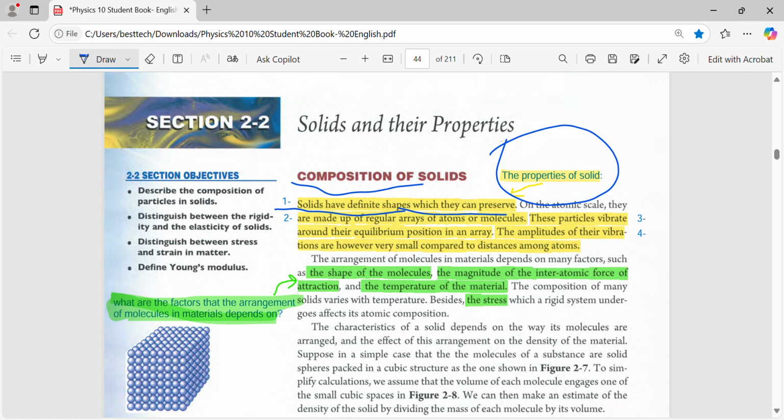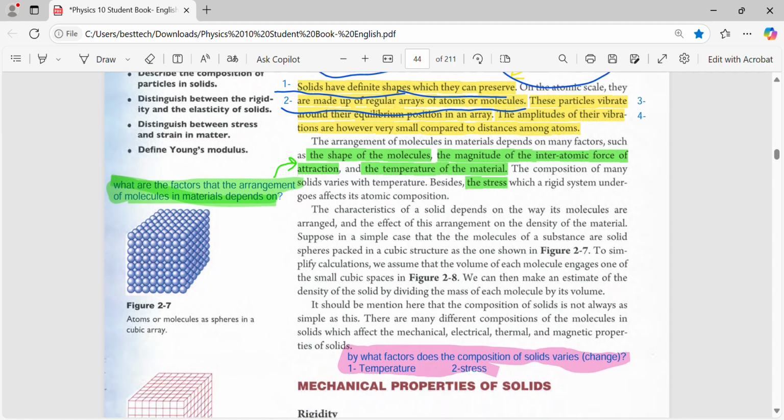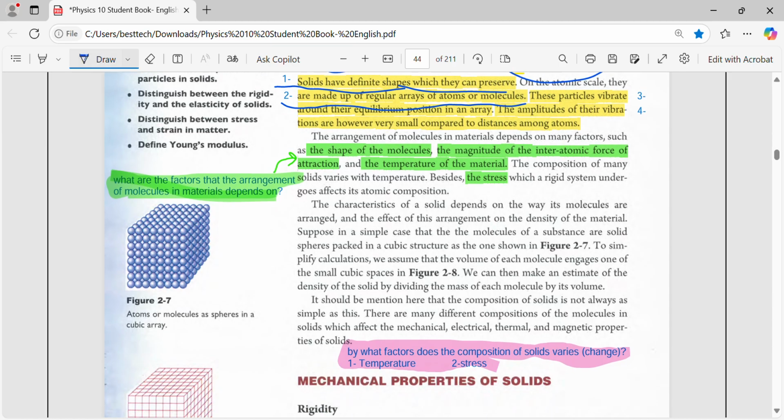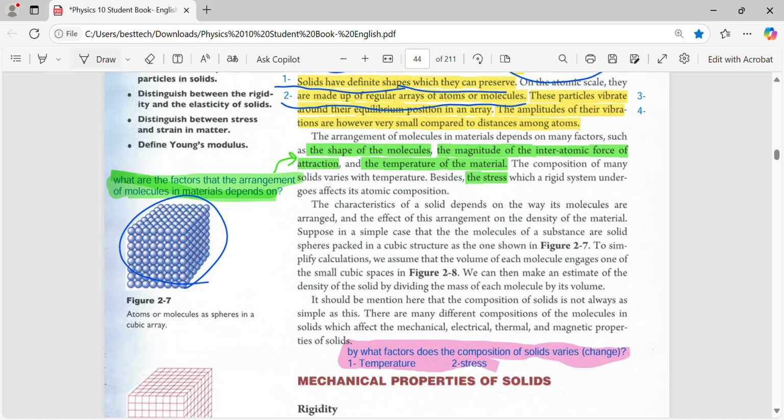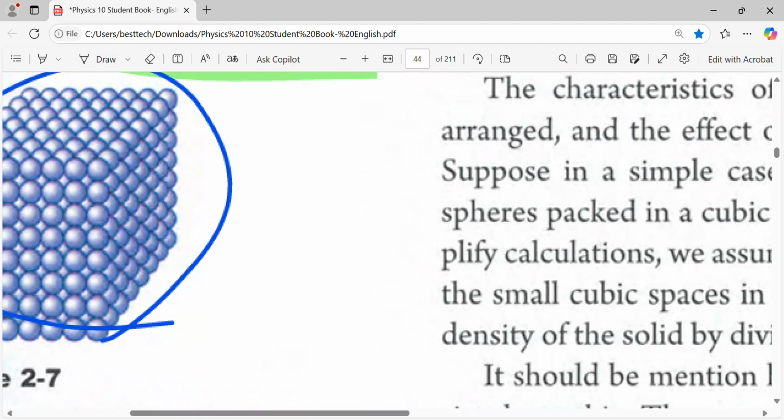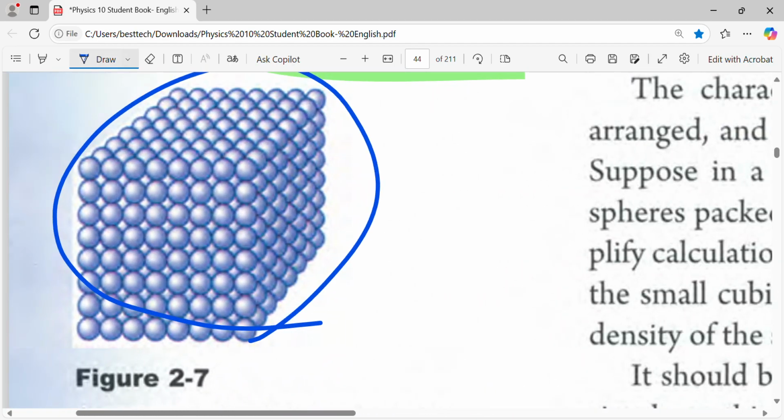The second property: solids are made up of a regular array of atoms or molecules. Their structure is regular. Look at this picture. That one is the structure, atoms or molecules. Let me zoom in. Look, this small circle is a molecule. All of these are molecules.